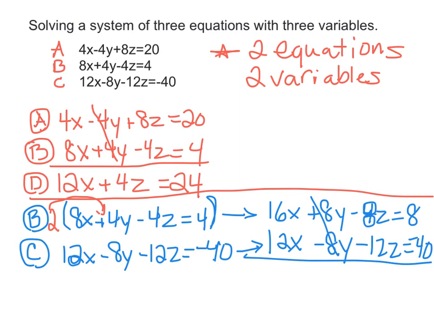So I'm going to get another equation, and that equation is 28x minus 20z equals negative 32. Okay, and I'm going to call that one E. So look at your D equation and look at your E equation. They both have x's in them. They both have z's in them. So what we've just done is we've gotten two more equations with just two variables.